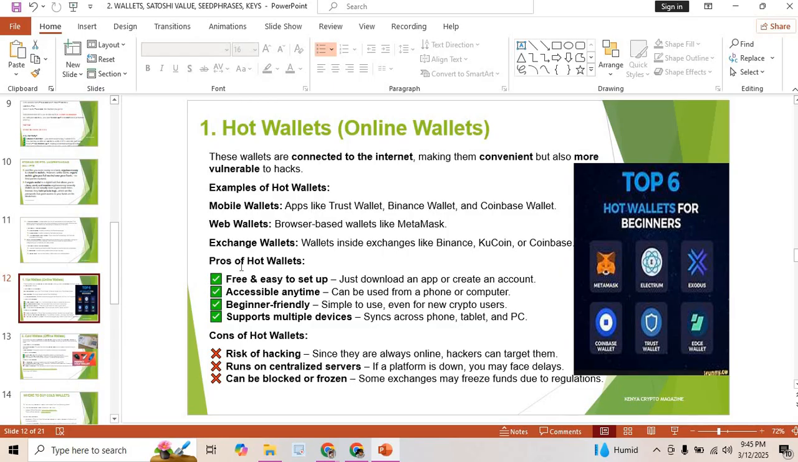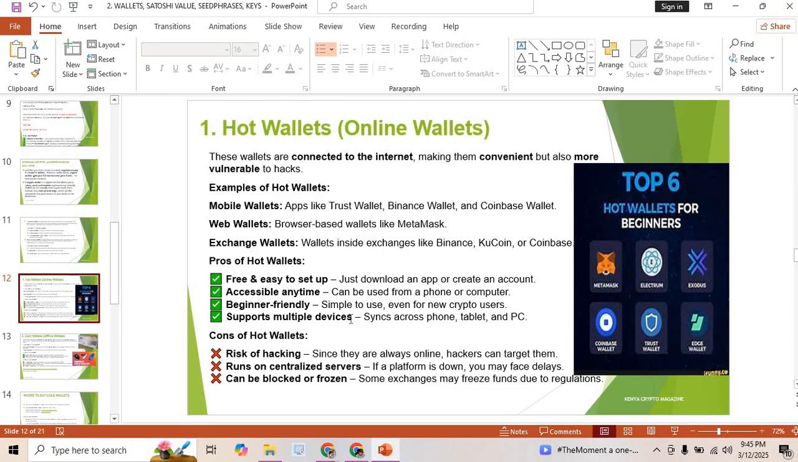The advantages of hot wallets: they are free and easy to set up. You just download an app. We're going to do a tour of Trust Wallet tomorrow. If I teach you Trust Wallet, they work more or less the same, so you'll be able to operate the rest, MetaMask, Exodus, and all that. You'll see how free and easy it is to set up. They're accessible anytime because they're on your phone, and they're beginner friendly. They also support multiple devices. You can have the same wallet on different devices.